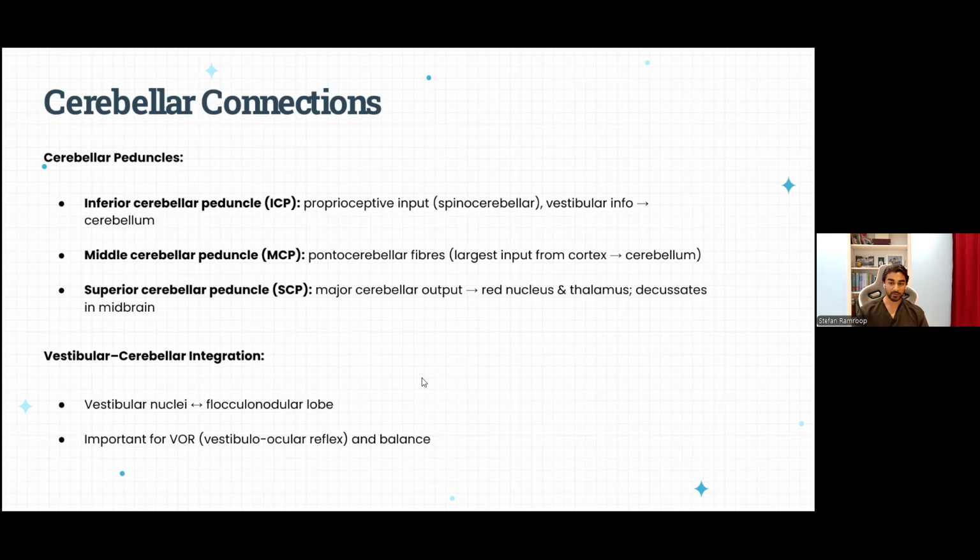Damage to the middle cerebellar peduncle disrupts cortical cerebellar integration, which can often produce limb ataxia and dysmetria, but spares cranial nerve function unless the lesion extends medially.